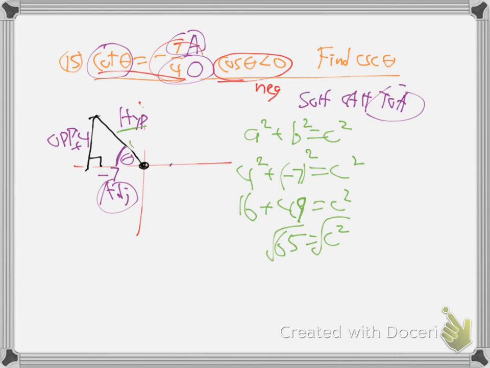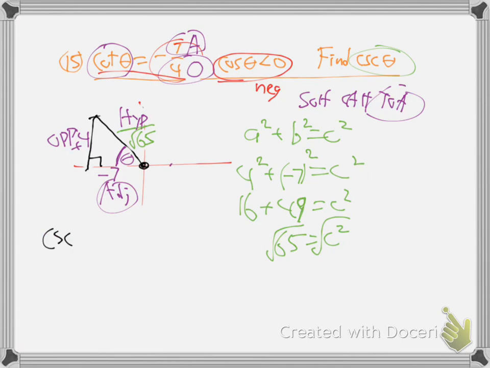So root 65. That's not simplifiable. If you break it down, it's just 5 times 13. There's no pairs there. Nothing rootable. So root 65. So now we're ready to go. What's the question? Cosecant. What do they want from me? They want cosecant. So how do I find cosecant?